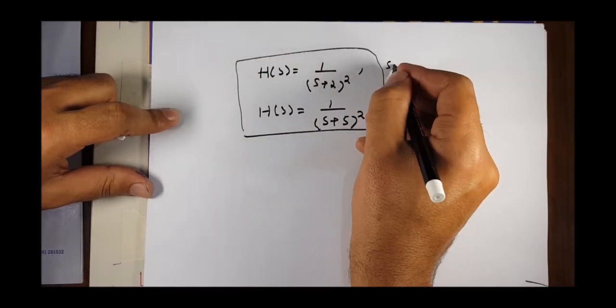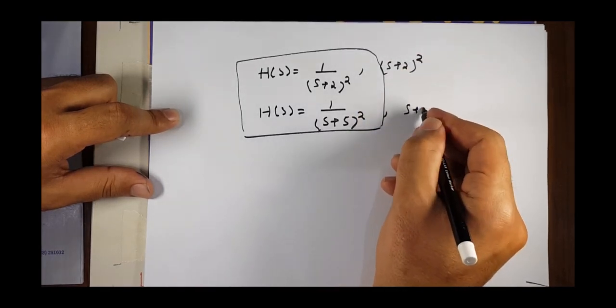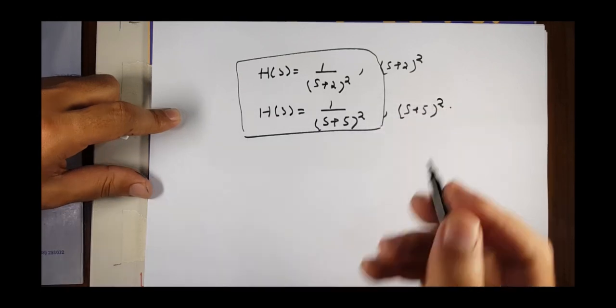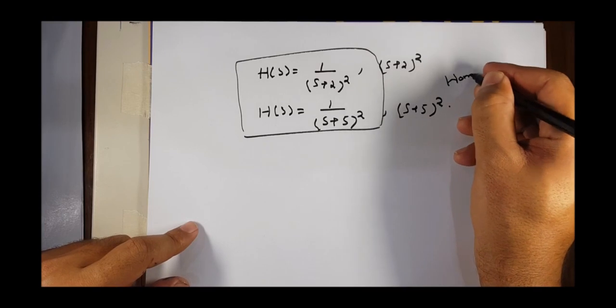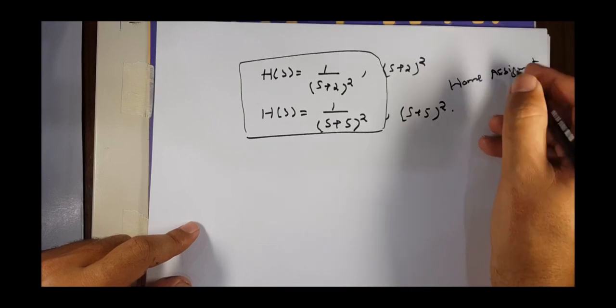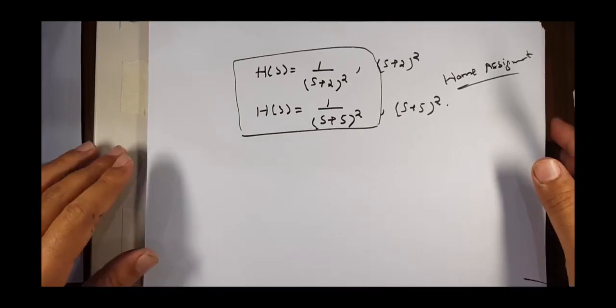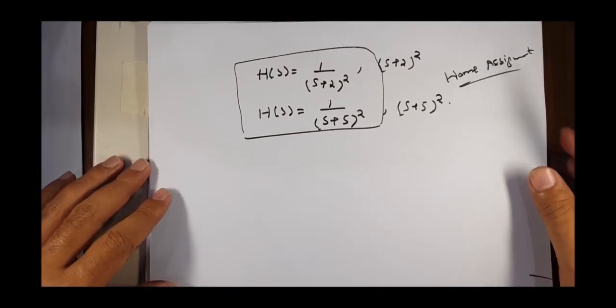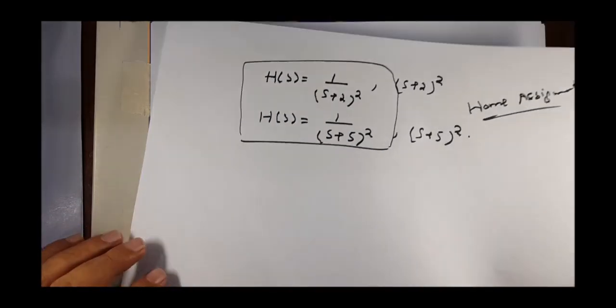Also you can find the plot for (s plus 2) whole square as well, and in the same way (s plus 5) whole square. So this is your home assignment. Just solve it. You don't need to submit it, but just for practice you can solve this. Also you can refer to your book and solve different examples over there. So this was the first part of lecture number 2, which was repeated poles.